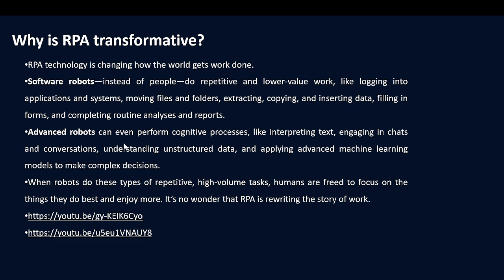Advanced robots can even perform cognitive processes like interpreting text, engaging in chats and conversation, understanding unstructured data, applying advanced machine learning models to make complex decisions. This is where agentic AI plays a major role. When robots do these types of repetitive high volume tasks, humans are free to focus on things they do best and enjoy more. It's no wonder that RPA is rewriting the story of work.